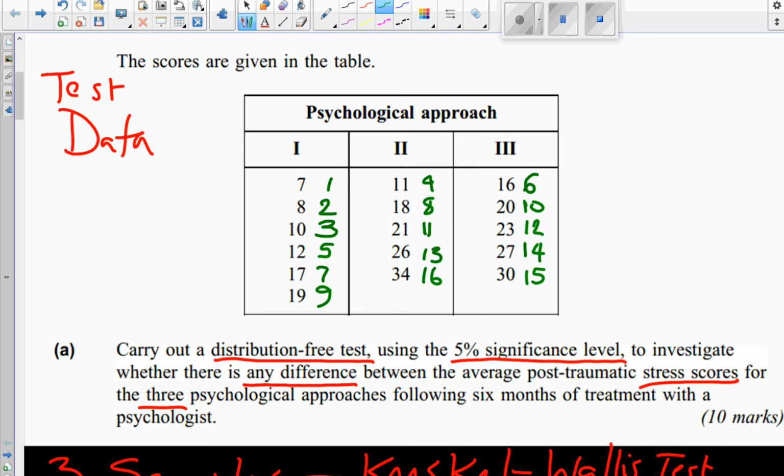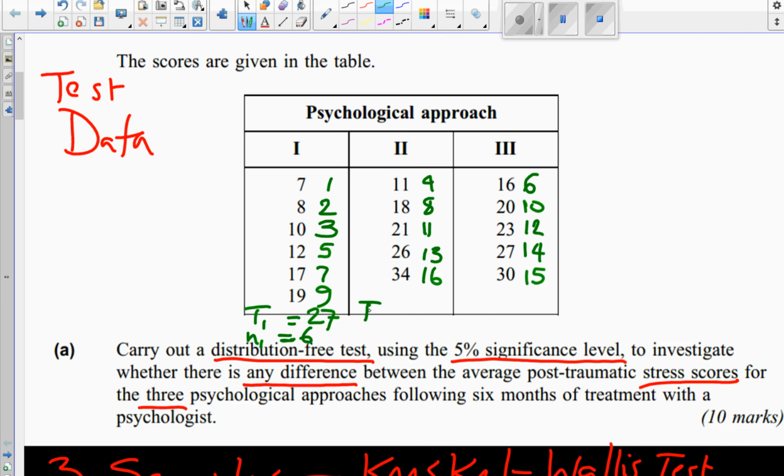Next step, as with our Wilcoxon, is we need to start summing these up, and we're going to sum the ranks in each of the methods. So T1, adding up 1 plus 2 plus 3 plus 5 plus 7 plus 9 gives us a total rank of 27. And the number in the sample, there's 1, 2, 3, 4, 5, 6. So the n going with that is there were 6 items in the sample.